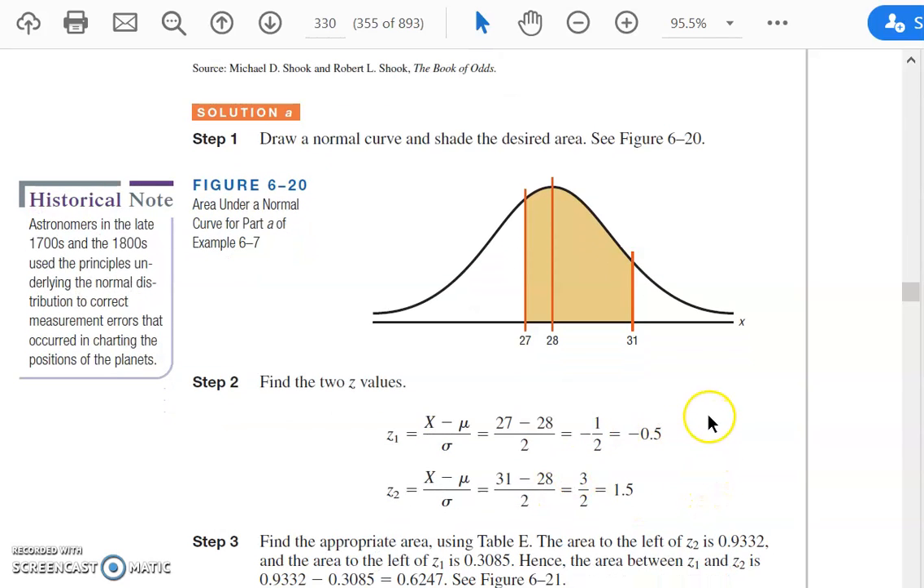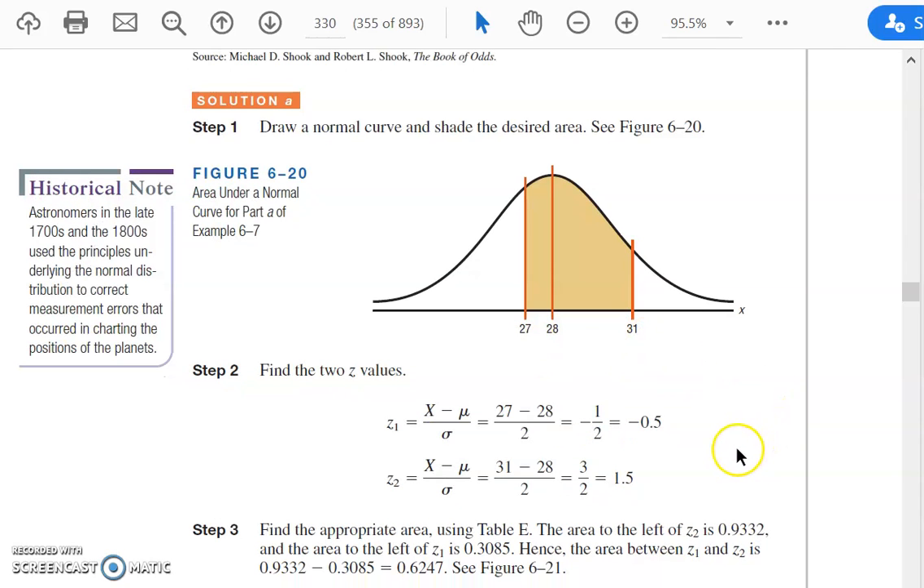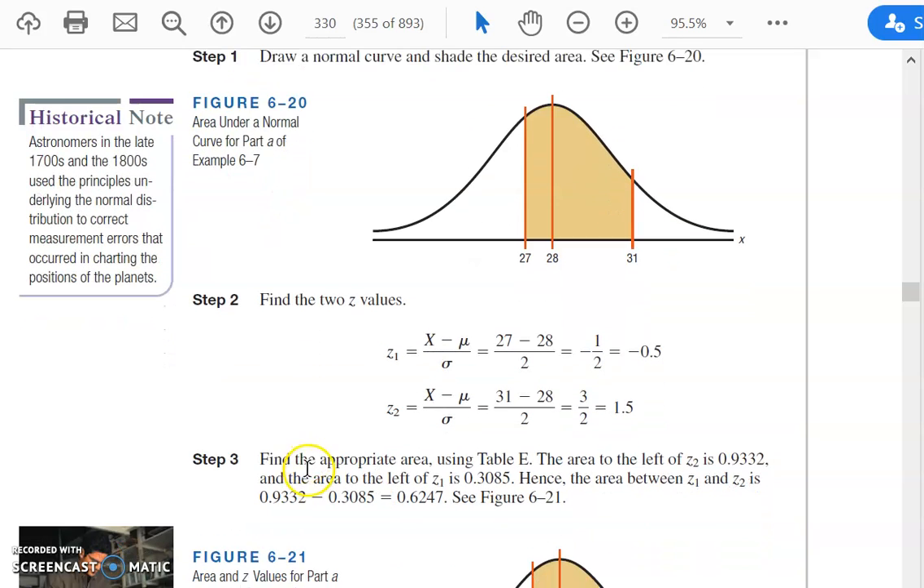Now you see what's going on here is that we've got z sub 1 and z sub 2. In other words, we're going to have a z-score that corresponds to 27 and a z-score that corresponds to 31. So Z1 corresponds to the 27, Z2 corresponds to the 31. That little subscript just tells us this is the first one I'm doing, this is the second one I'm doing. It's just a way of identifying it.